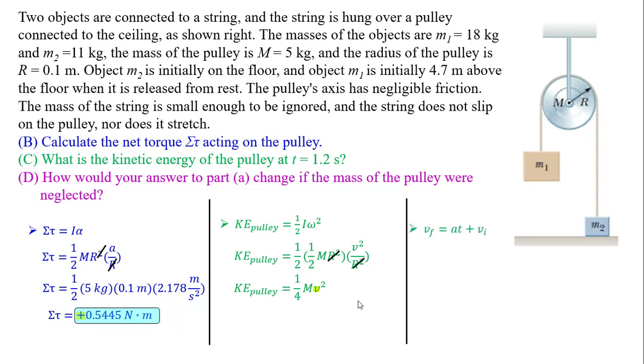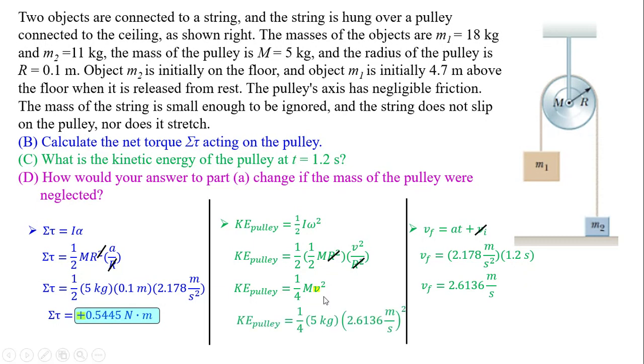I'm just going to set up linear kinematics real quick to find the linear velocity of the pulley. I'm going to use Vf equals At plus Vi. Here I'm going to say that the linear acceleration is 2.178 meters per second squared times t, which is 1.2 because it asks for 1.2 seconds. If you simplify all that, you'll get that Vf is equal to 2.6136 meters per second. So here's the speed at 1.2 seconds.